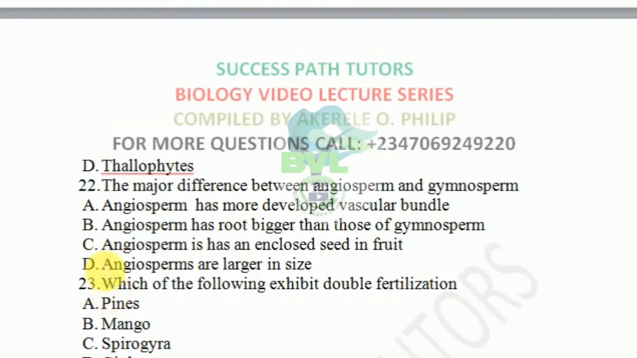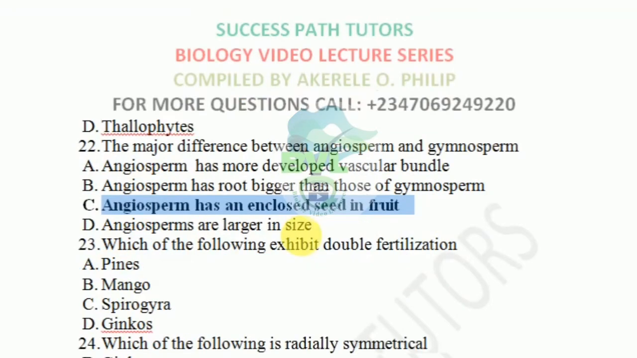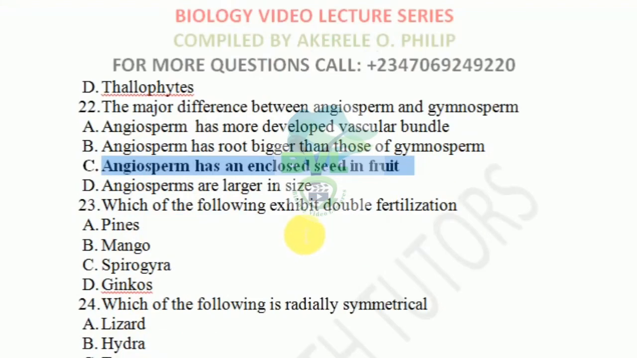The major difference between angiosperm and gymnosperm is that angiosperm has an enclosed seed. That's the answer. Yes, I just said it earlier on that the seeds in gymnosperm are naked on a structure called cones, or sometimes they call it strobilus, so to say. But then, all these other ones are not the major difference.